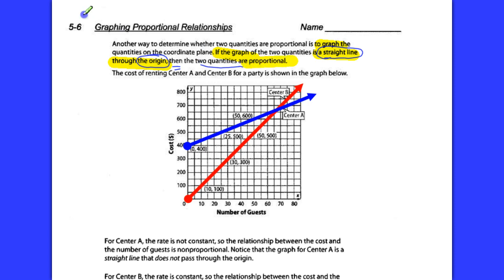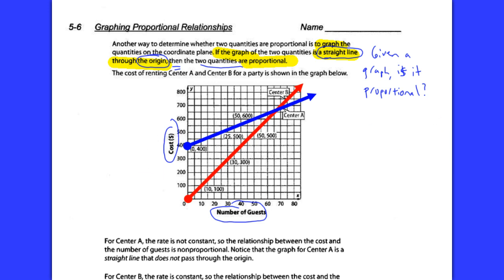then the two quantities are proportional. And that's the question you're trying to answer today: given a graph, can you tell if it is proportional? What you're wondering is the relationship between the two variables, in this case cost and number of guests. We're trying to decide, is the number of guests proportional to the cost based on the graphs we have here?